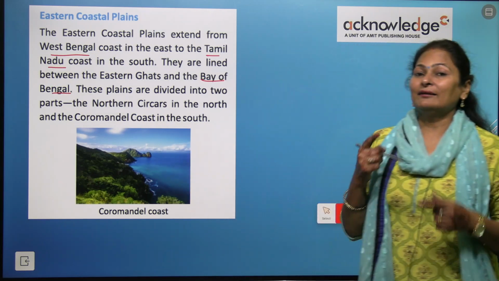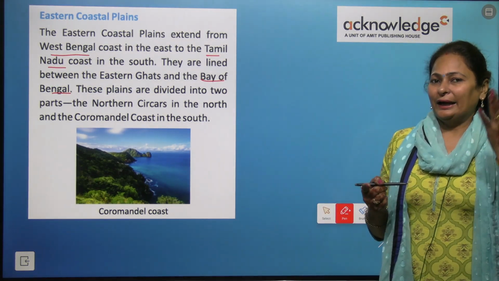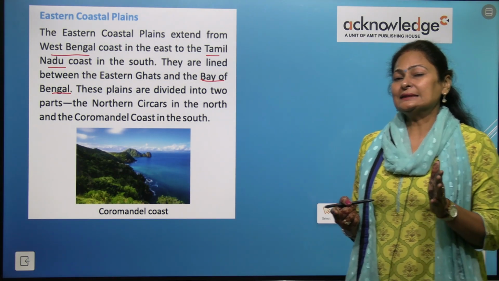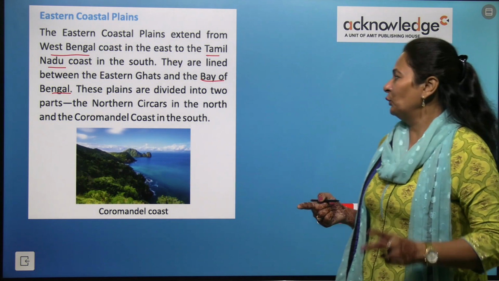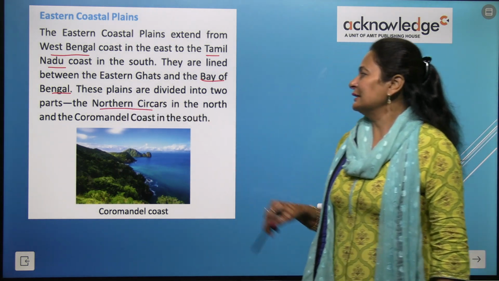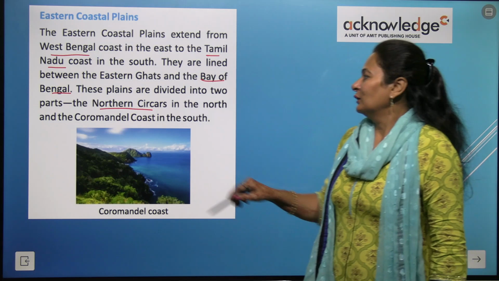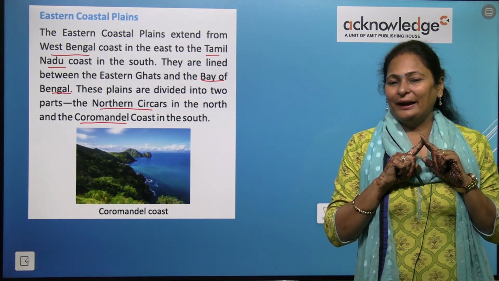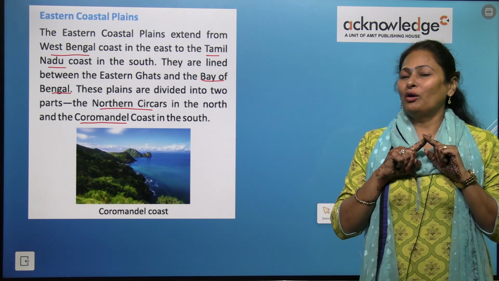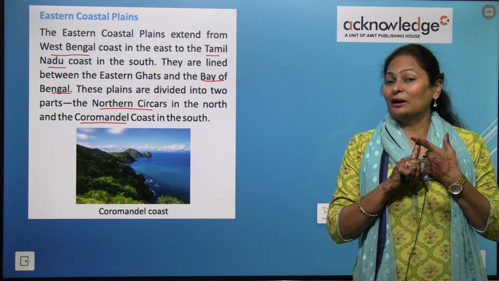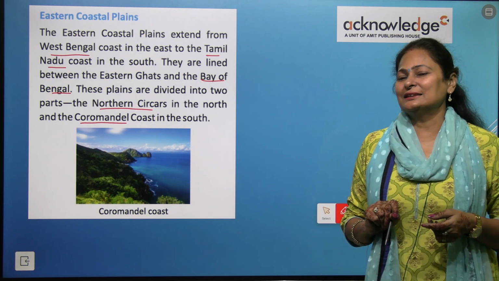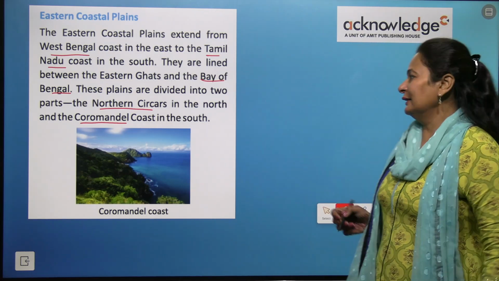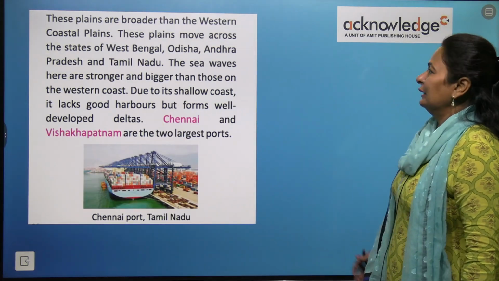These plains are divided into two. As the western coastal plains are divided into three, the eastern coastal plains are divided into two, and those are the Northern Circars and the Coromandel coast. We have seen the Coromandel coast, right, in the first picture or the warm-up exercise, right? So the Coromandel coast is part of the eastern coastal plains, right? So Northern Circars and the Coromandel coast in the south.